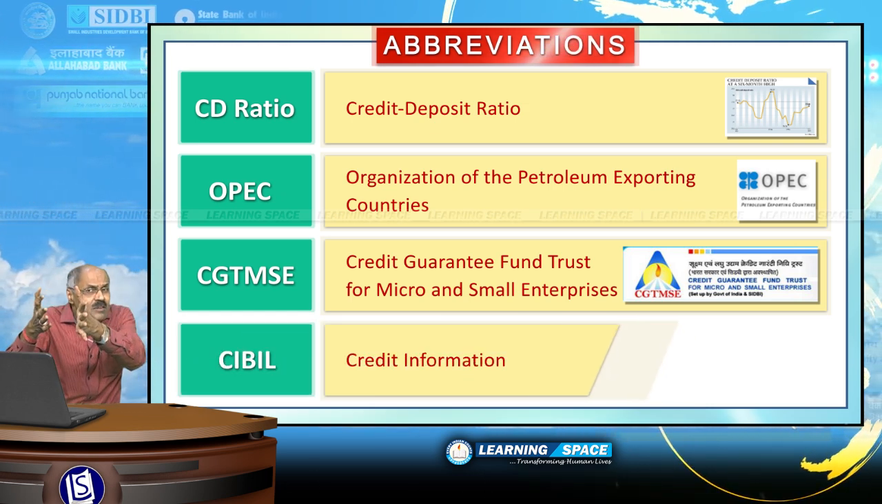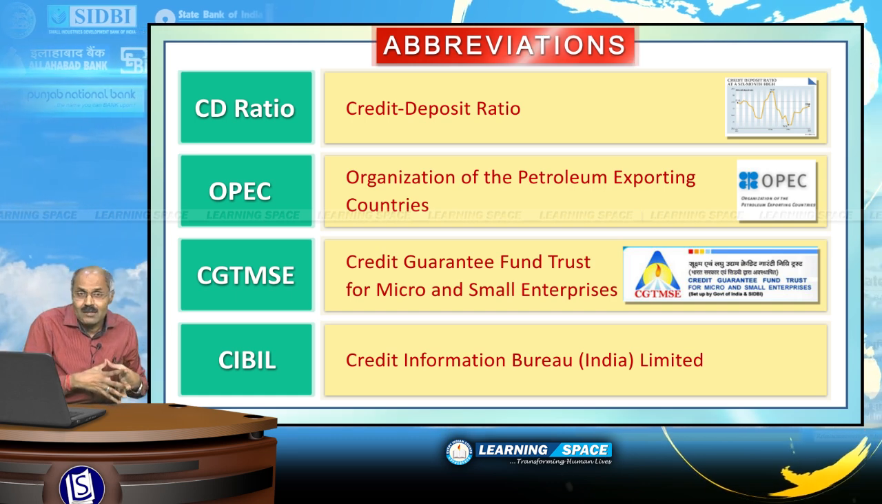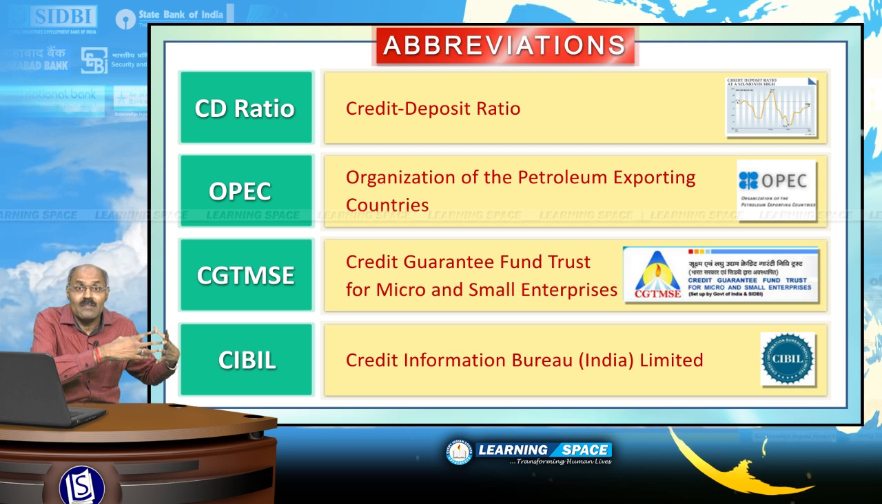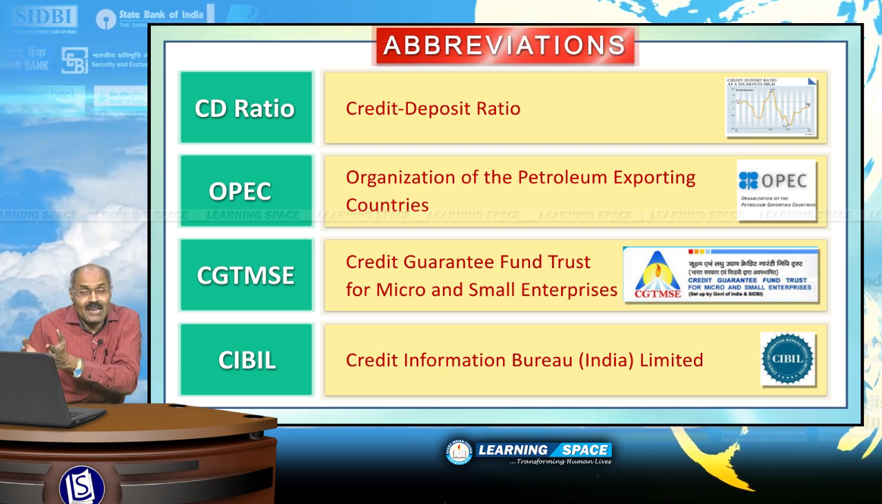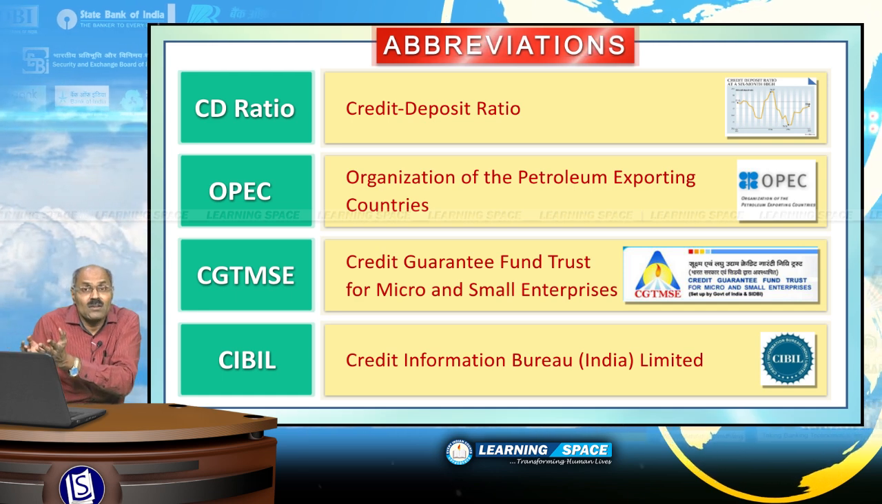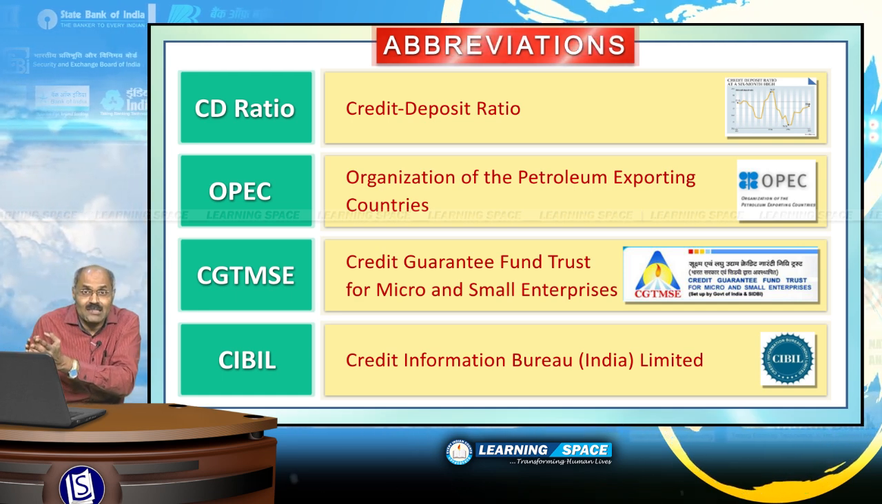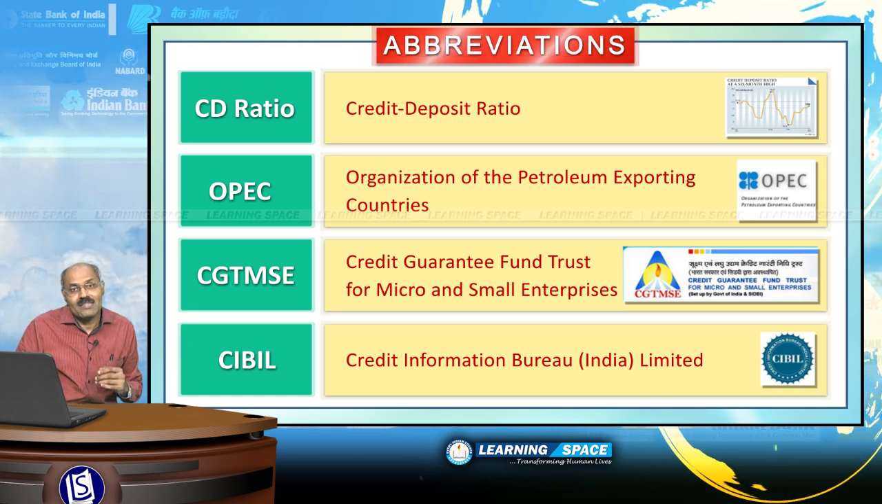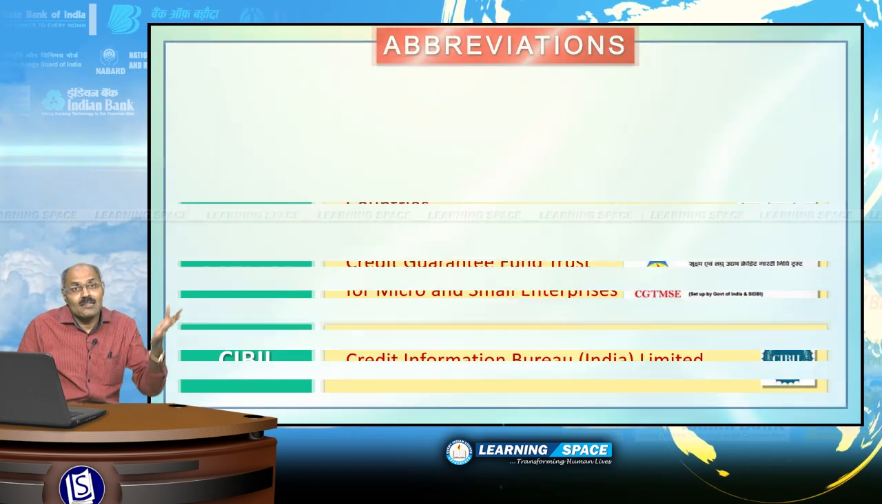Look into the next word, that is CIBIL. CIBIL is Credit Information Bureau India Limited. It gives past credit history. Credit history is different from credit rating. Fitch Ratings, CRISIL, these are examples of credit rating agencies, but CIBIL gives credit history. Please don't forget.